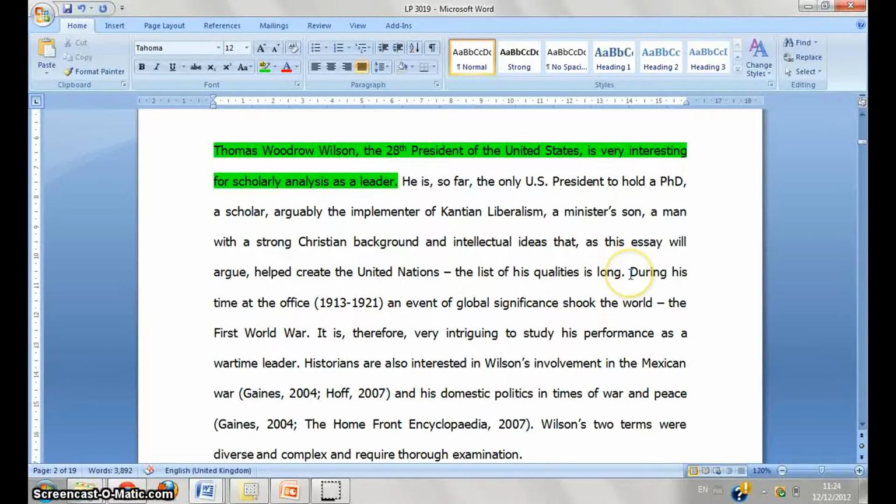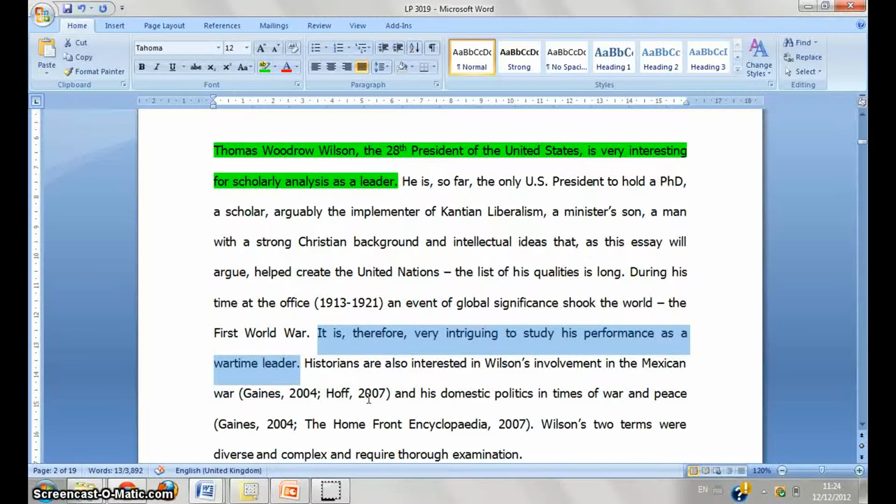Next, during his time at the office, 1913 to 1921, an event of global significance shook the world, the First World War. It is, therefore, very intriguing to study his performance as a wartime leader. Now, here I'm already giving a hint to my reader what I'm going to do in the essay.